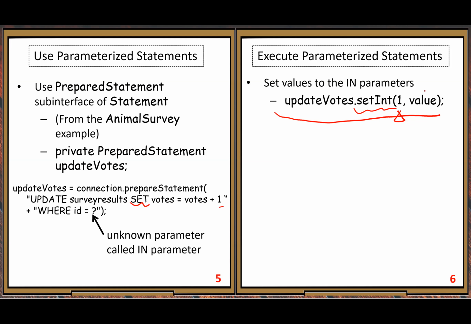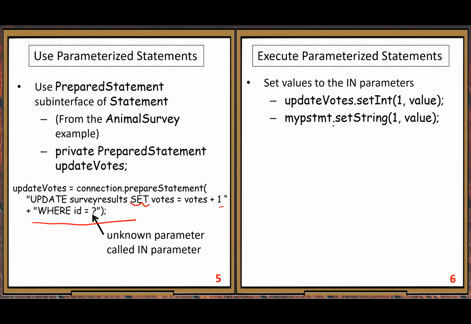One corresponds to the first question mark. In this statement, we can have multiple question marks: 1, 2, 3, 4. We don't have two here, but if we have 2, 3, 4, then we can set the second question mark and the third question mark.